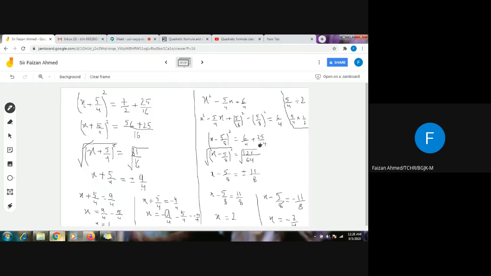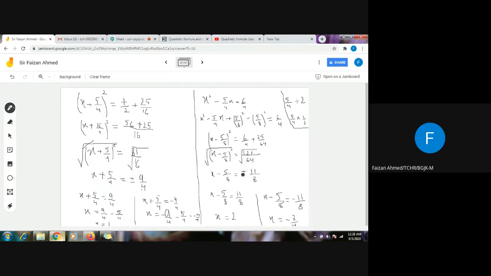Now I have to take the LCM. The LCM will be 64, and now I will have to multiply it with 16. 16 times 6 plus 25 is 121, and taking square root on both the sides, x minus 5/8, this square will be cancelled out by this root sign, and the square root of 121 is 11, and square root of 64 is 8.